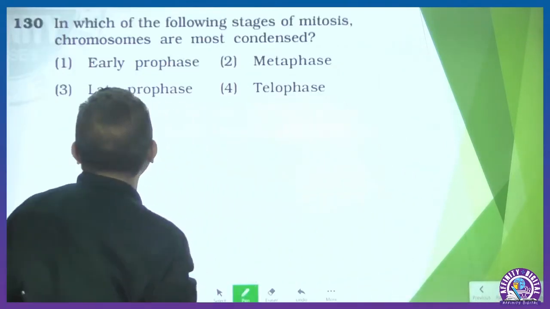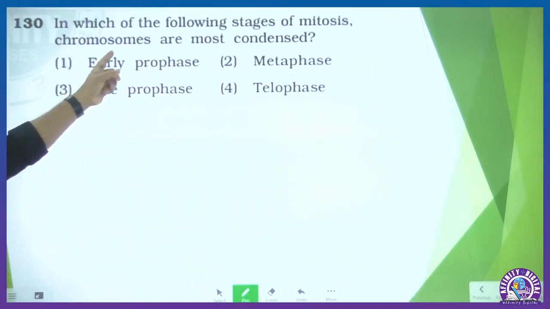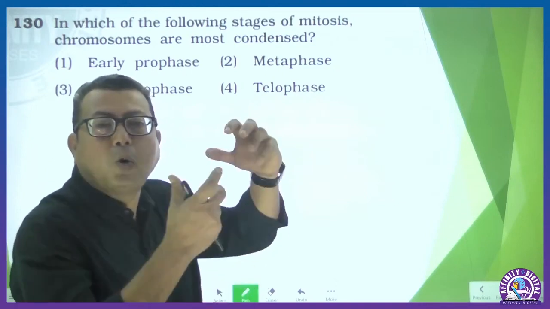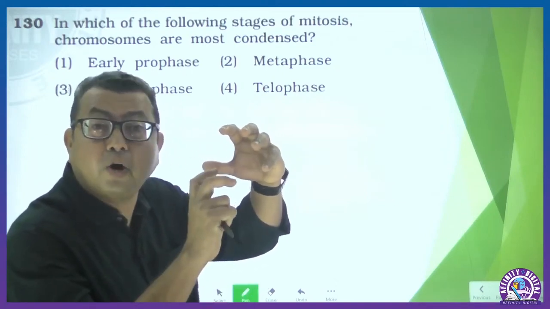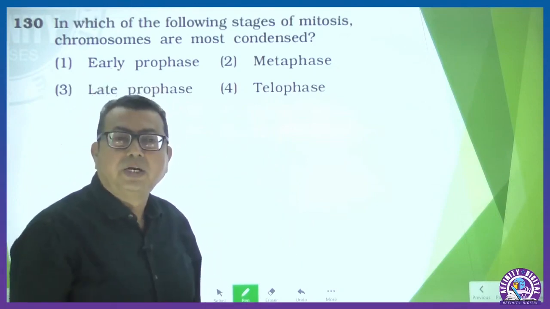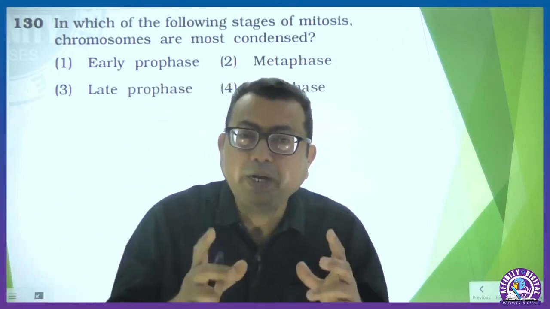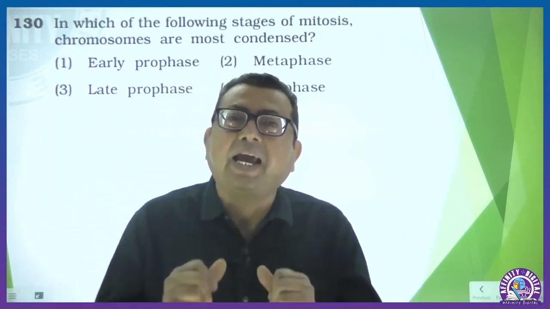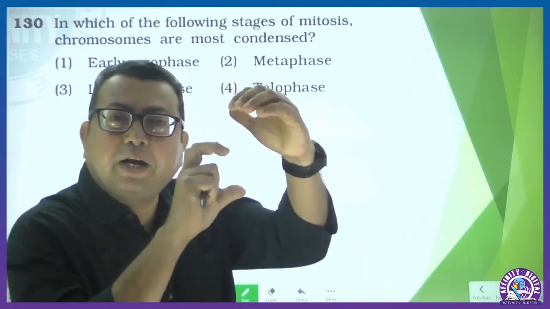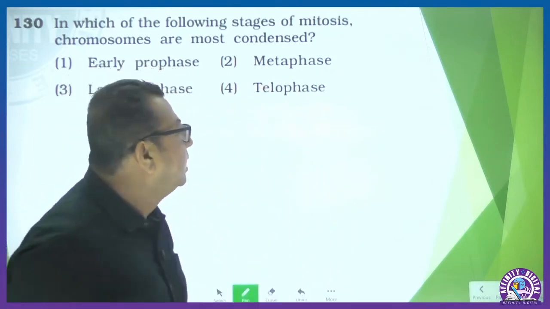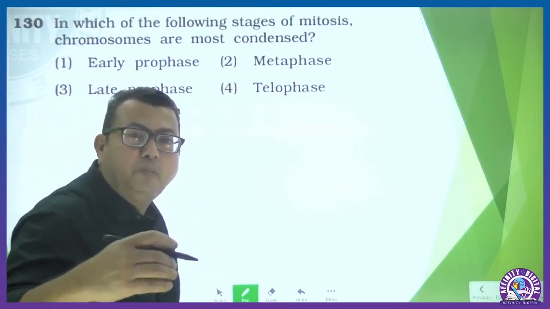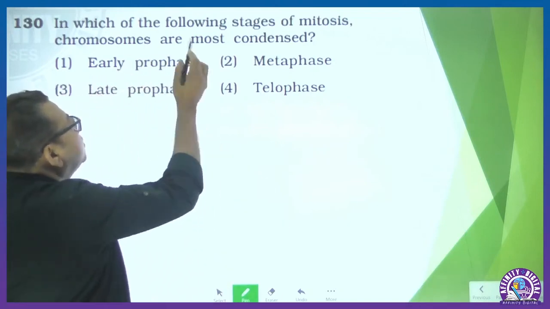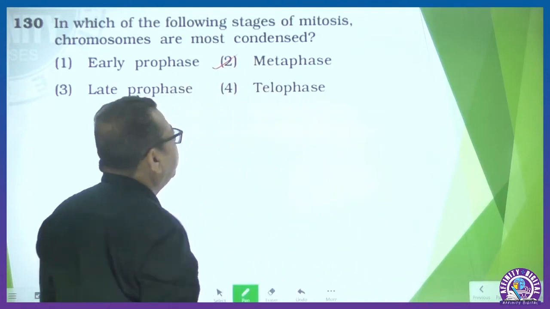Next, moving on to the next question. Question number 30, in which one of the following stages of mitosis are chromosomes most condensed? So, chromosomal material called chromatin is coiled and condensed to form chromosomes, first at prophase. For our convenience, we divide prophase into two parts, early prophase and late prophase. Chromosomes are first seen at late prophase. And chromosomes are highly condensed, thick and short in metaphase. To see chromosomes very clearly, you have to observe at what stage of mitosis? Metaphase. So, chromosomes are most condensed at what phase? Metaphase.